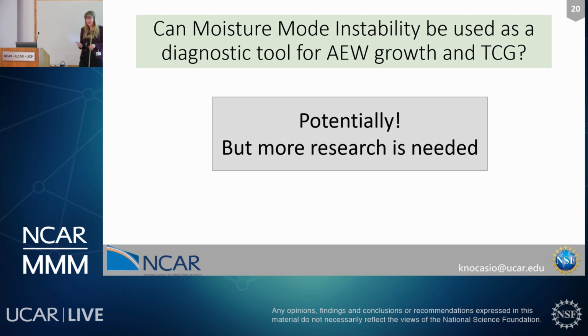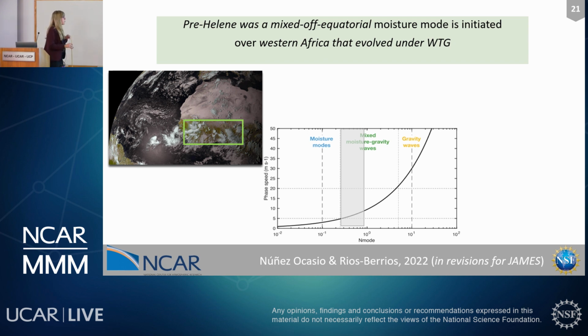This is only one case. So this is what I'm proposing here: that this particular case, pre-Helene, was a mixed off-equatorial moisture mode that initiated over Western Africa and evolved under weak temperature gradient. So what does this mean? I think it means that we definitely see moisture was playing a role in this case, but temperature was also an important factor, so we cannot discard it. That's why I added that mix in the proposal, because both temperature and moisture are important.